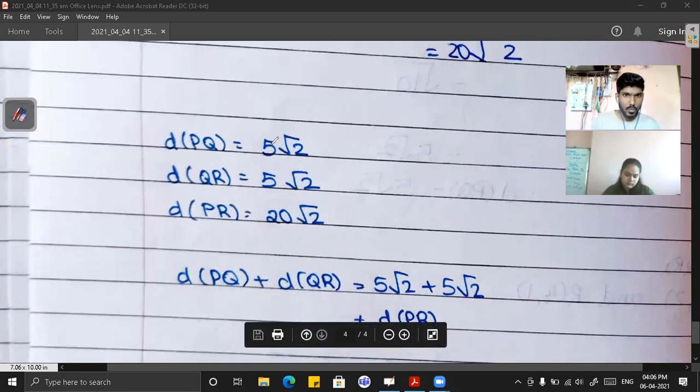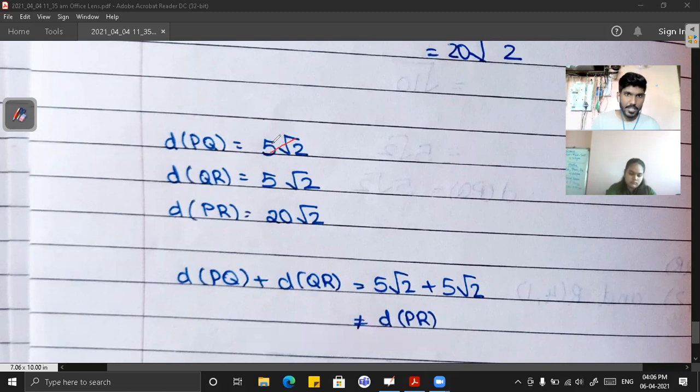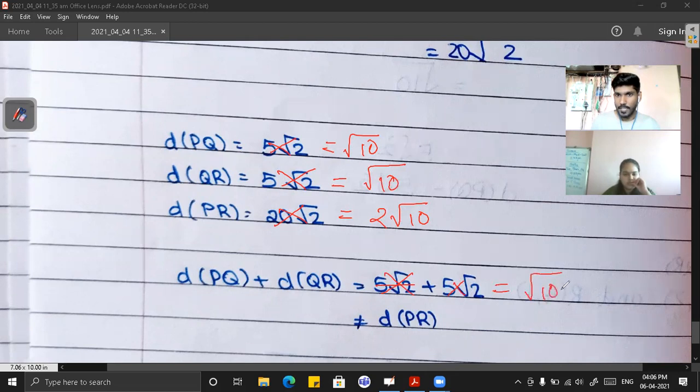PQ is root 10. QR is also root 10. And PR is 2 root 10. So which are the two smaller ones? PQ and QR. Yes. So if you add them, you'll have root 10 plus root 10. So how much is root 10 plus root 10? Root 20? Here 1 and here 1. So 2 root 10.